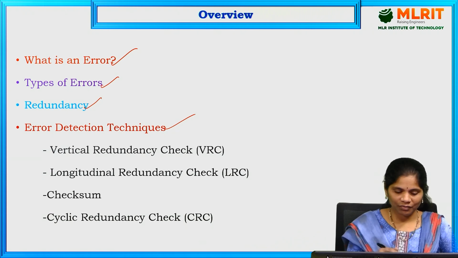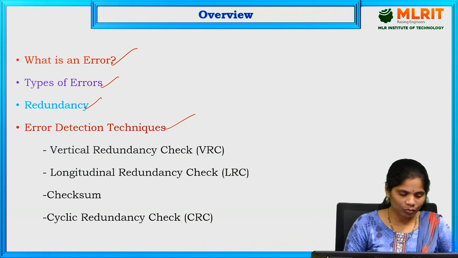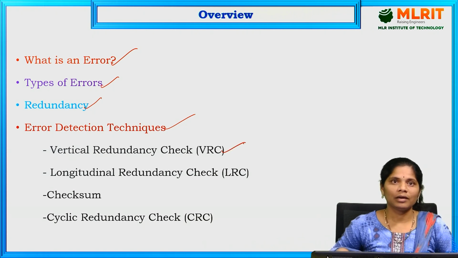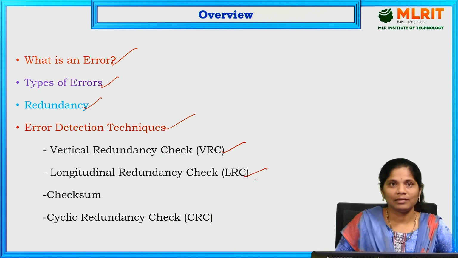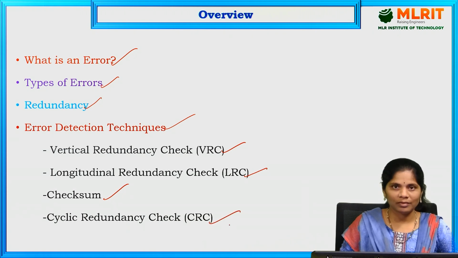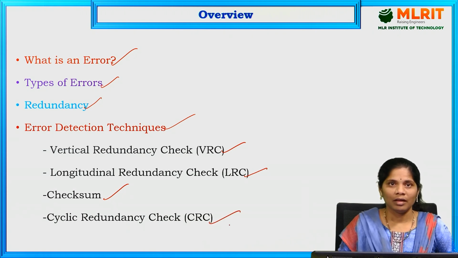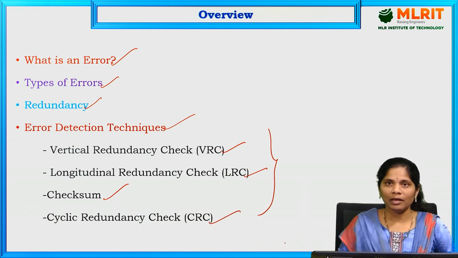These are the different detection techniques: VRC, that is vertical redundancy check, then LRC, longitudinal redundancy check, then the checksum, and finally CRC, that is cyclic redundancy check. These are all the detection techniques we will see in today's session.